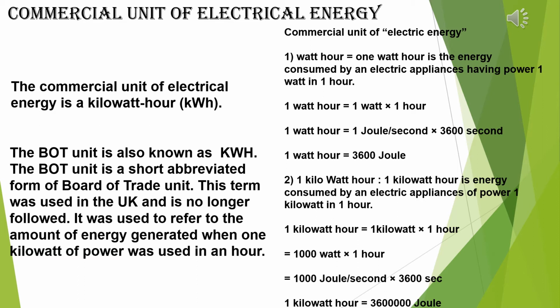So 1 kilowatt hour is equal to 1000 watt hour, or else you can say 1000 joule per second into 60 into 60 second. That means it is coming 3.6 into 10 to the power 6 joule, or else you can say 36 into 10 to the power 5 joule. That I have done, this is also correct. And I think this derivation that I have done is easier than the book.